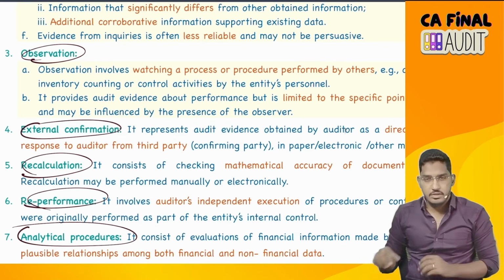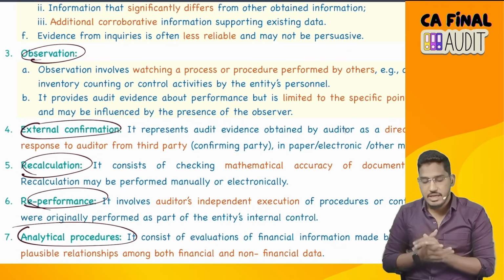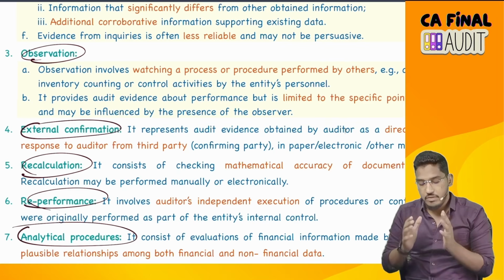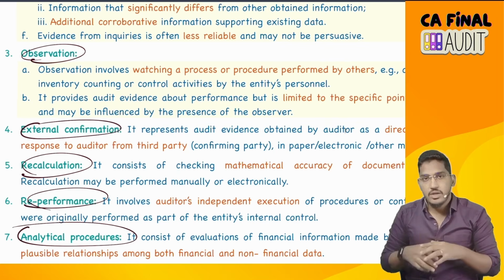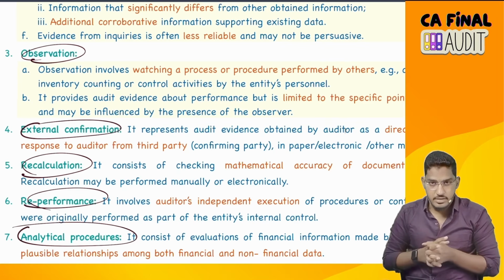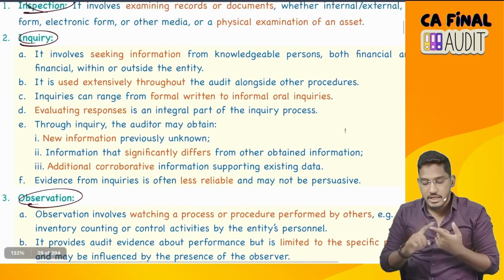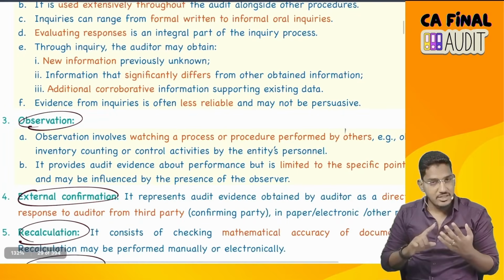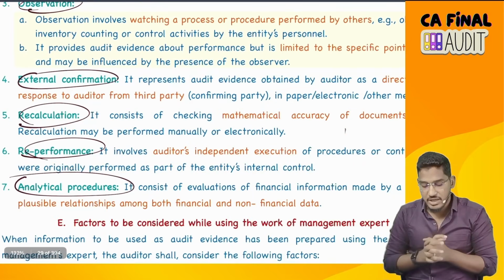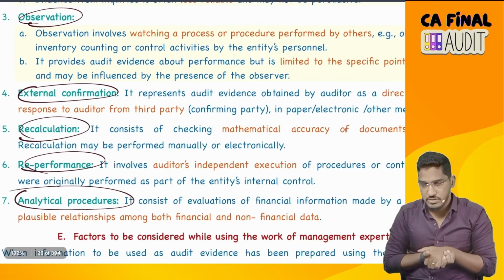So across the world, wherever the audit is happening, all the auditors are making use of one of these 7 methods, or they might be using a combination of these methods. So repeat everyone, what are the 7 methods of obtaining audit evidence? Inspection, inquiry, observation, external confirmation, recalculation, reperformance, and analytical procedures.